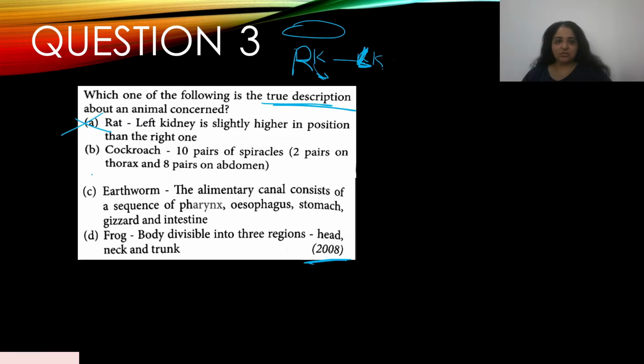So A is incorrect. Cockroach, 10 pairs of spiracles, 2 pairs on thorax and 8 pairs on abdomen. Yes, that's true. So B is correct. Earthworm, alimentary canal consists of a sequence of pharynx, esophagus. Gizzard comes before the stomach. So C is incorrect. D, body divisible into 3 regions: head, neck and trunk. There's no neck, there's head and trunk in frogs. So D is incorrect. So the correct answer is B. Let's go to the discussion.